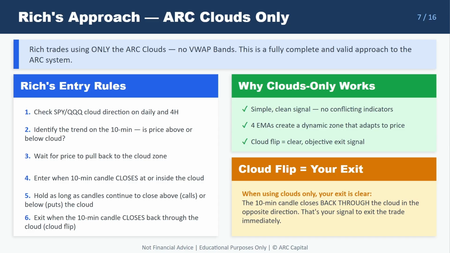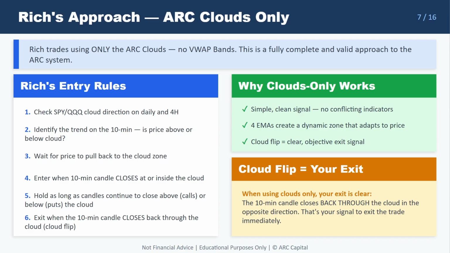This is a fully complete and valid approach to the ARC system, and these are my entry rules. Always check SPY and Q cloud direction, the cloud direction on the daily, on the 4 hour, on the 30-minute and 10-minute. So identify the trend on the 10-minute. Is the price above or below the cloud?